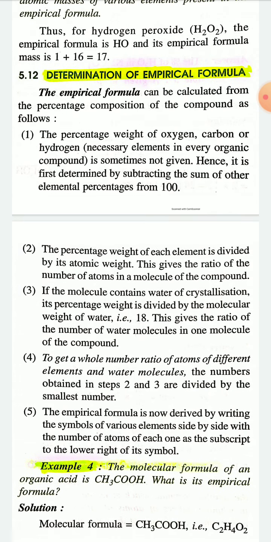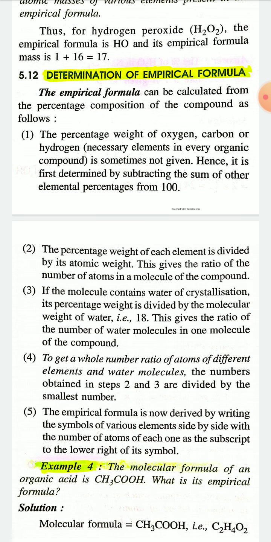Now, determination of the empirical formula of a compound, that is, how to determine the empirical formula of a compound. The empirical formula can be calculated from the percentage composition of the compound as follows. There are some steps you have to follow.